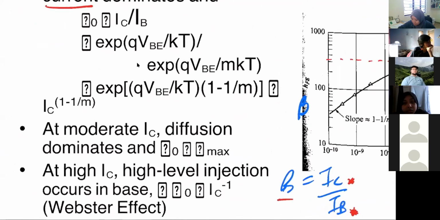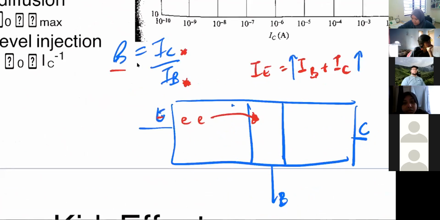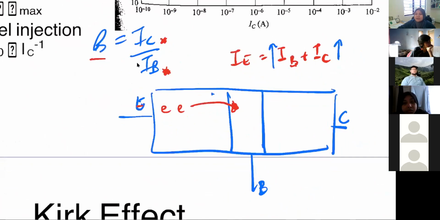And also it's due to the, I think, due to the defect. Let me think. I forgot, how does the defect in the base affect the current at low current.